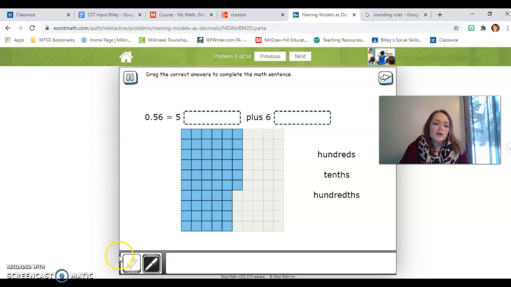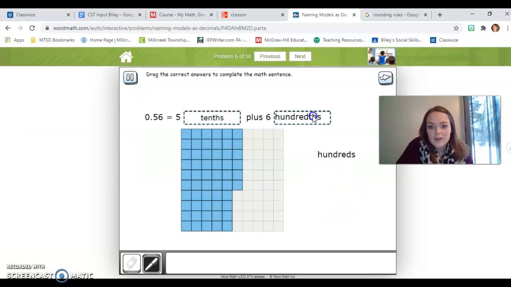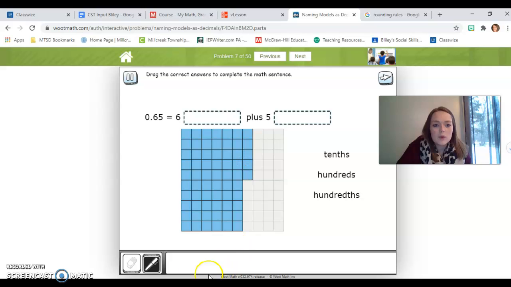Let's do a few more. I have 0 decimal 56 hundredths. My 5 is in the tenths column. My 6 is in the hundredths column. Ooh, that was close, I almost picked hundreds. Now, key thing to remember that I talked a little bit about in the lesson: all place values to the right of the decimal have the THS at the end of it. Great job. Let's do one more.